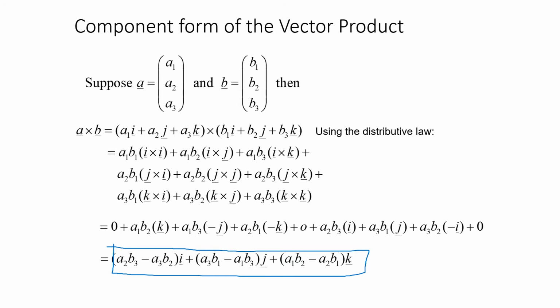So if in your exams you write the final formula and do the calculation, that is sufficient. You don't have to prove it using the distributive law. So this is the formula which we have obtained from using the distributive law.